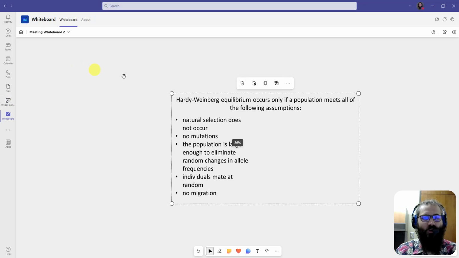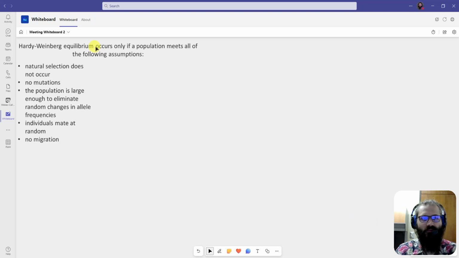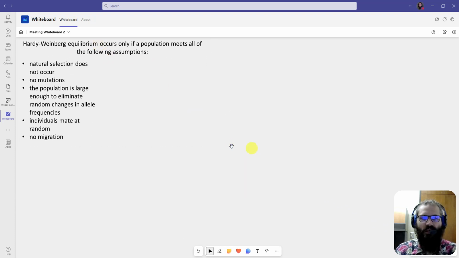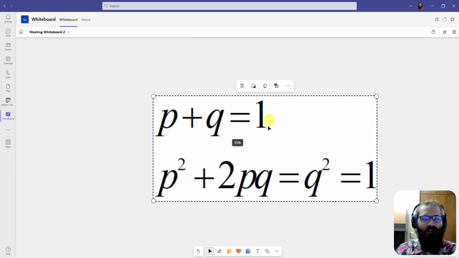And for that, we have those assumptions. No natural selection, no mutation, the population is large enough to eliminate random changes in allele frequencies, individuals mate at random, and there is no migration. So immigration, nothing comes in and out. You don't choose your mate on any characteristic, you just mate at random. There is no natural selection, so something is missing, either variability of a trait, heritability of a trait, or differential reproductive success, right? When those are met, then you get those two equations.